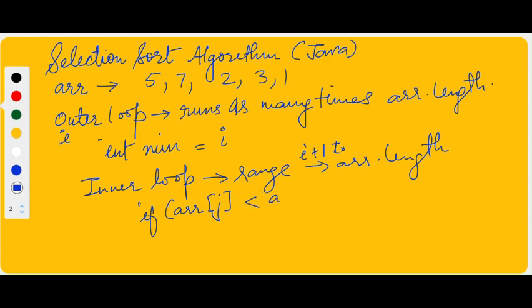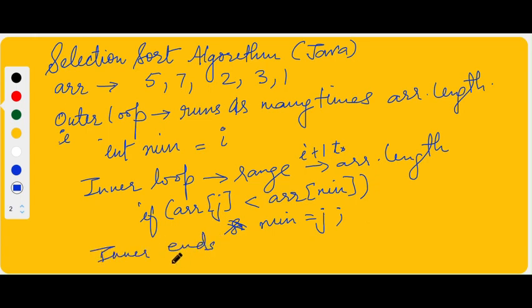If any element turns out to be lesser than the assumed minimum, then we are going to change the value of min to this particular j. Not yet swap, swap will come later. Once you've done that, your inner loop ends, and before the outer loop ends, you have to swap the element at min with the element at I.